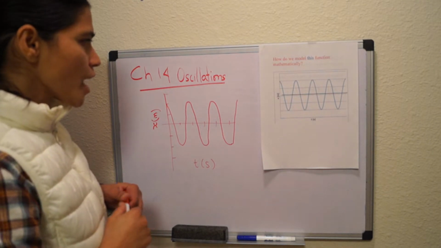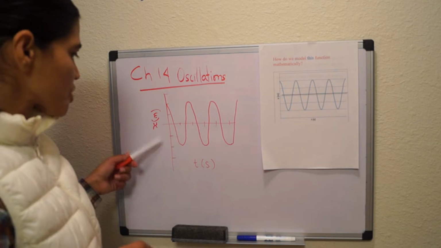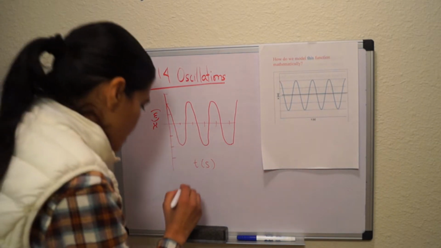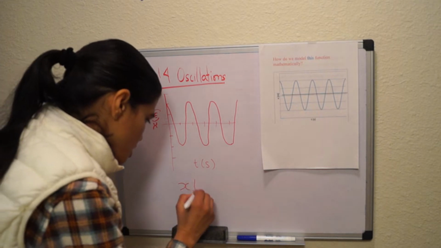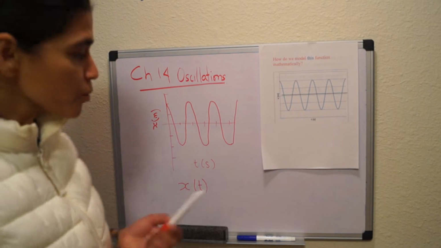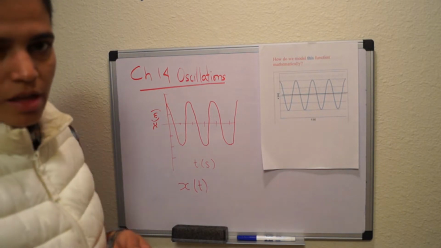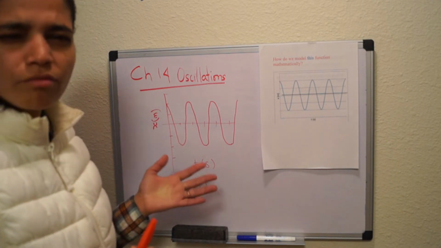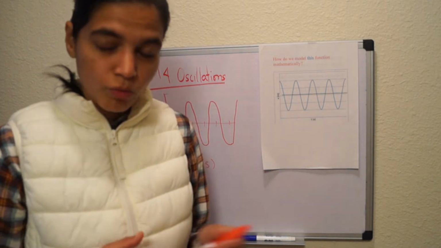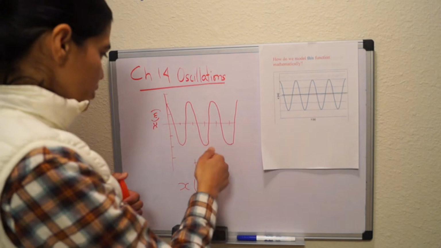So how do you think we can model this function mathematically? So we have a function here, right? So this is a function of x, t. X is a function of time. How can you model this mathematically? Have you seen anywhere before, maybe in the math you have learned or anything? One thing we know is it's repeating with time, right?